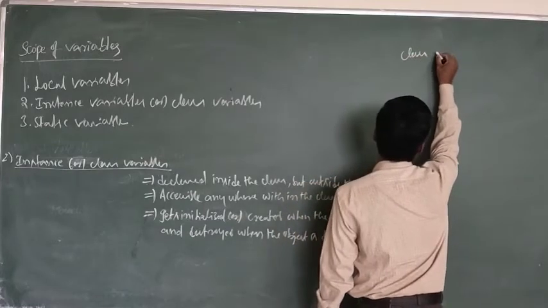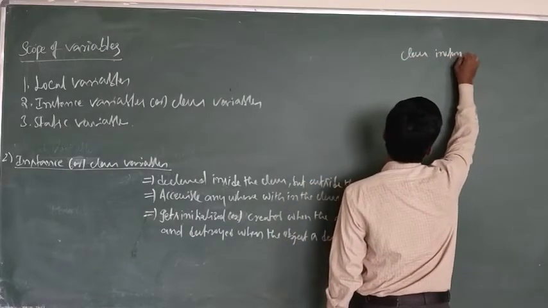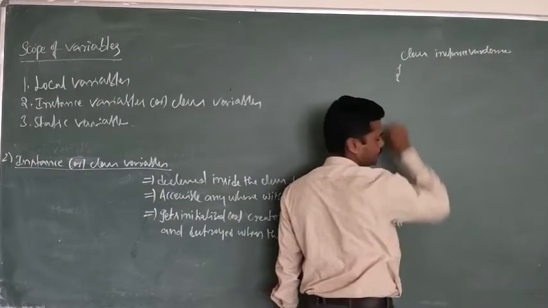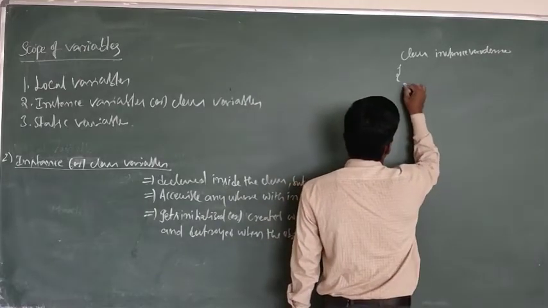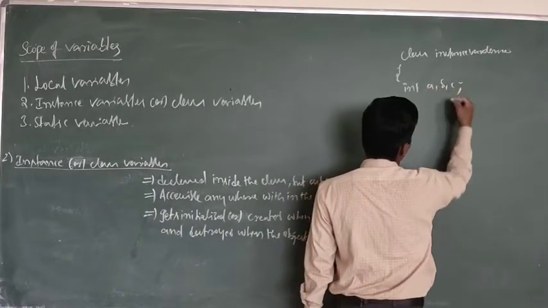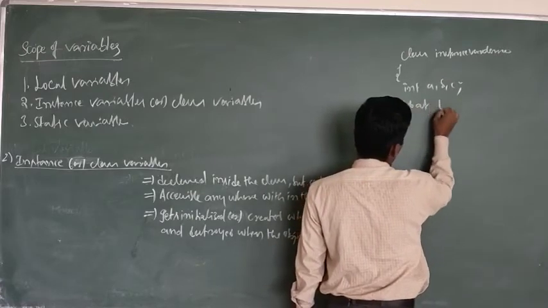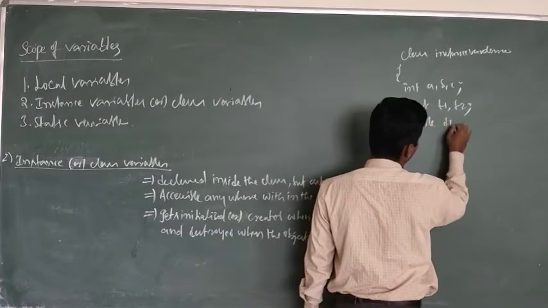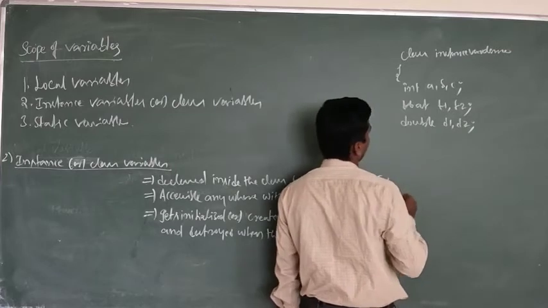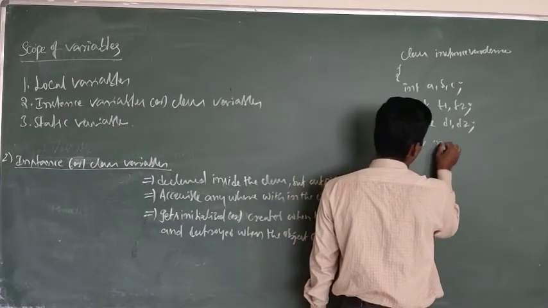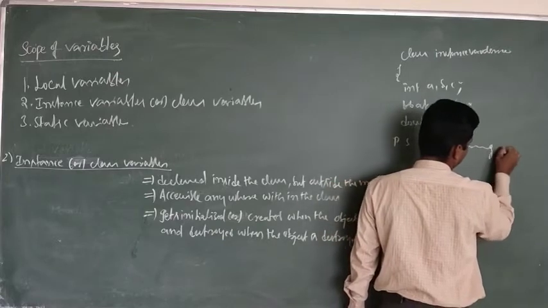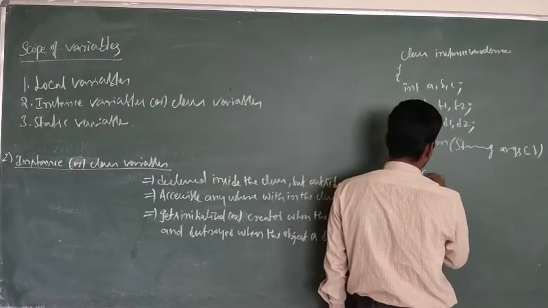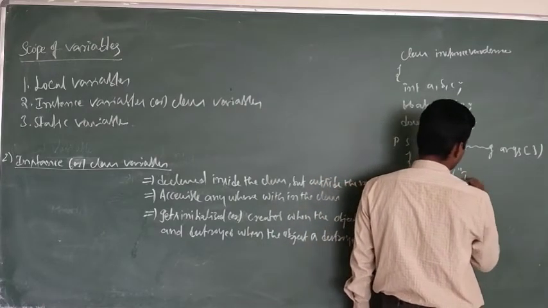Class name: InstanceVariableDemo. Then int a, b, c; float f1, f2; double d1, d2. Then public static void main, String args. System.out.println, instance variable demo.